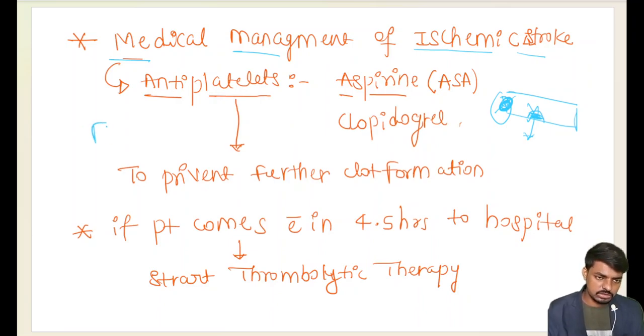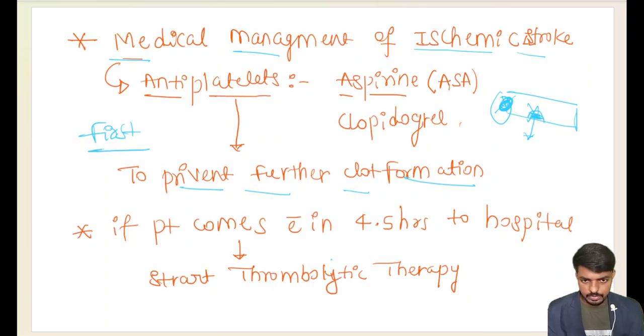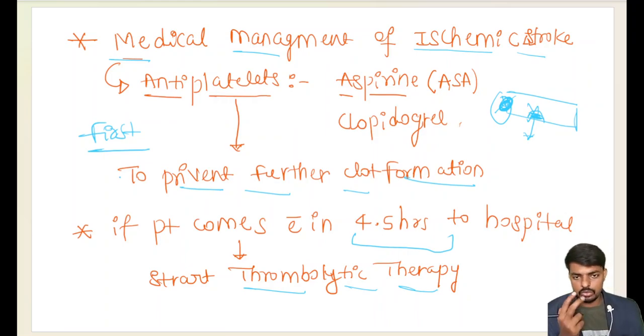The first medicines that should be given in the acute phase of ischemic stroke are the antiplatelet medications, which prevent further clot formation, that is, further blocking of the blood vessels. After that, if the patient comes to the hospital within 4.5 hours, we will use thrombolytic therapy. Let me discuss the antiplatelet medicines first. We have two important antiplatelet drugs, aspirin and clopidogrel.